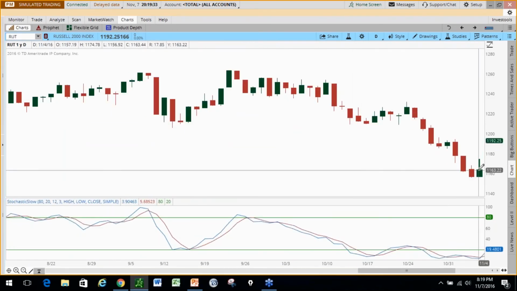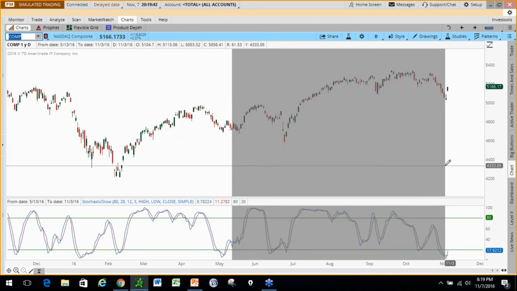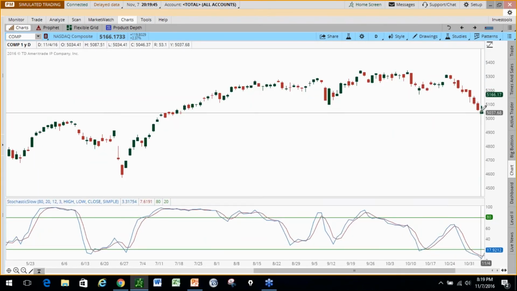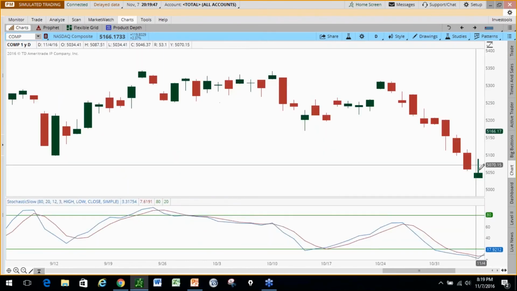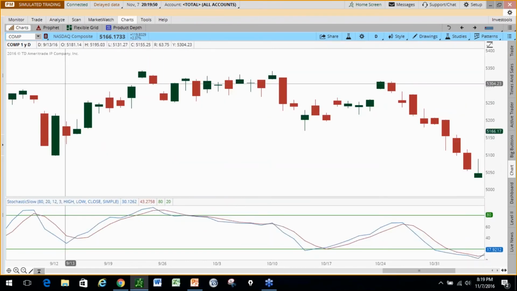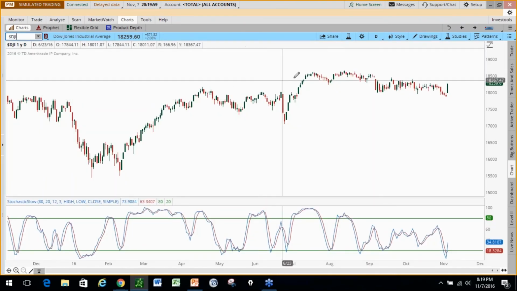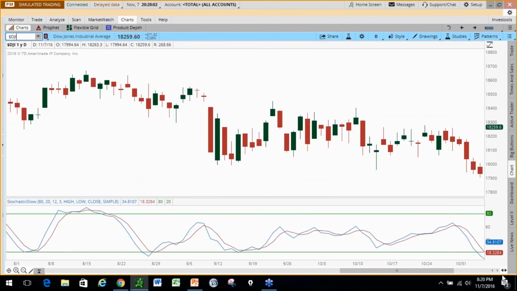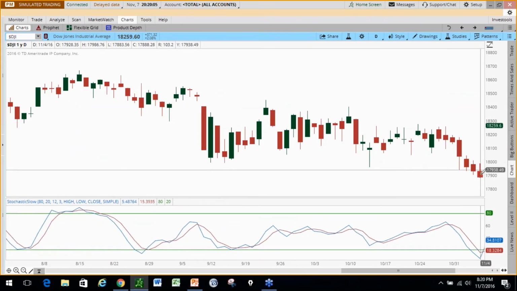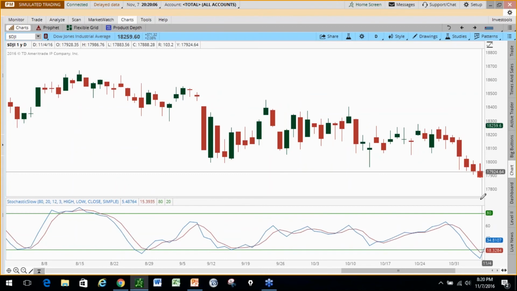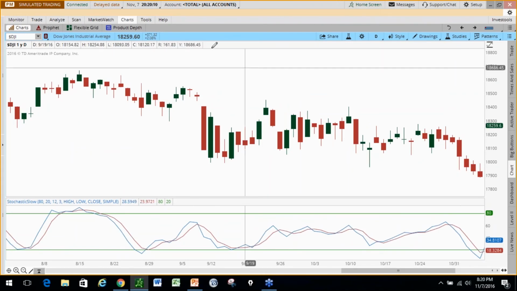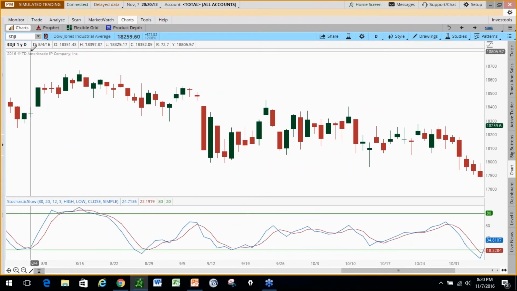On the Russell, inverted hammer signal. If we go to the NASDAQ, let me zoom in on this one. We have another inverted hammer signal right there. You guys can see that. That's another inverted hammer signal right there. If we go to the Dow, okay, the exact same thing happening again. Inverted hammer signal. Even though this is red, this is still an inverted hammer signal right there. So it's doing the same thing on every single one of them.